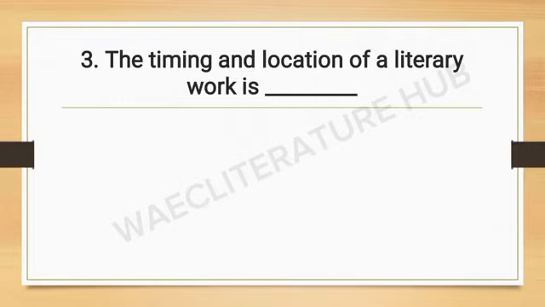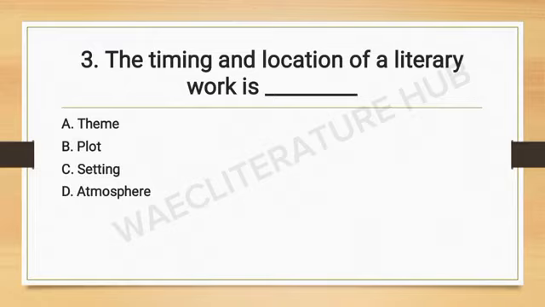The timing and location of a literary work is dash. Theme, plot, setting, atmosphere, and the answer is setting. Setting is basically the time and location of a literary work. It might be set in the Victorian age, it might be set in the modern age. Through the setting you will know the year, you will know the social status or the financial status of that particular character that is being spoken about.